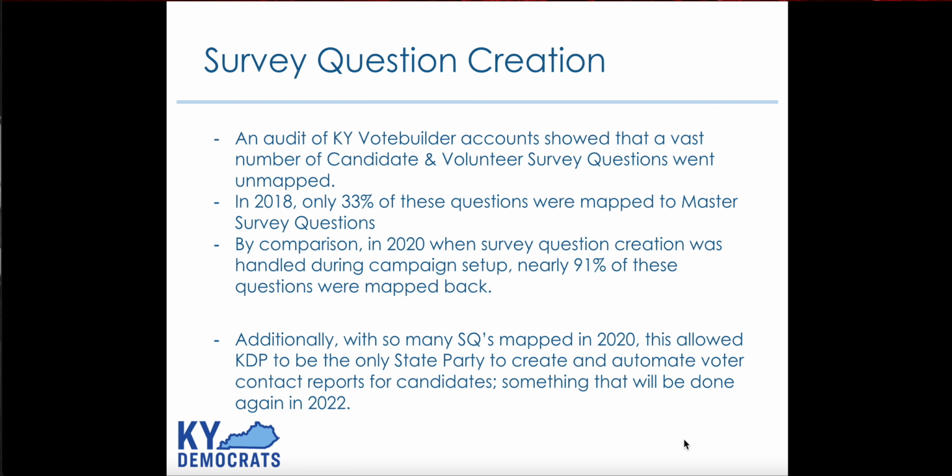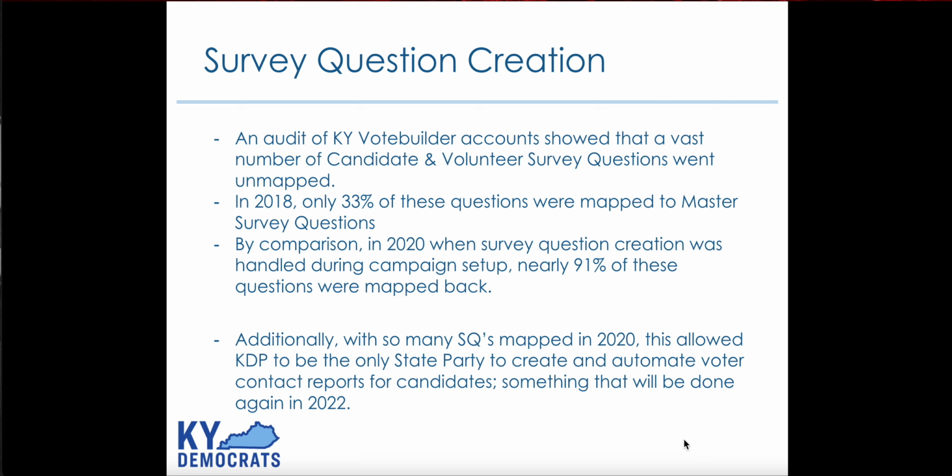I do want to say that we have disabled the ability for campaigns, county parties, basically any user in the state of Kentucky to create their own survey questions or activist codes. And the reason, an additional reason beyond just standardization, is that a recent audit showed that a lot of these in previous election years went unmapped. Just doing a comparison of the last two even year elections, in 2018, only 33% of the questions that were created got mapped back to master survey questions. This was the last full cycle where campaigns could create their own.